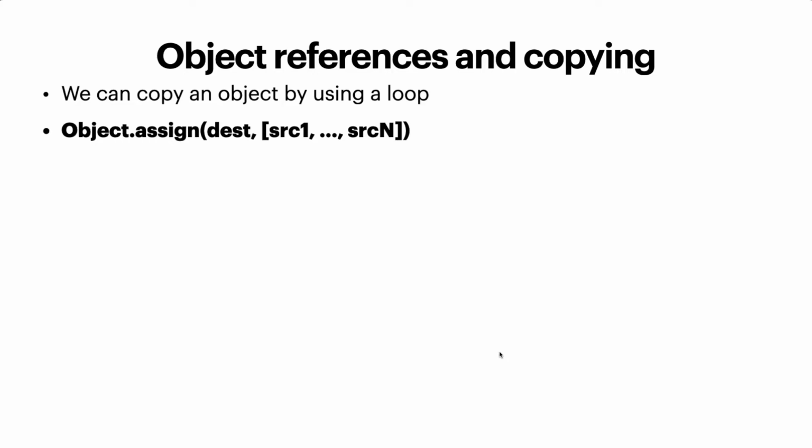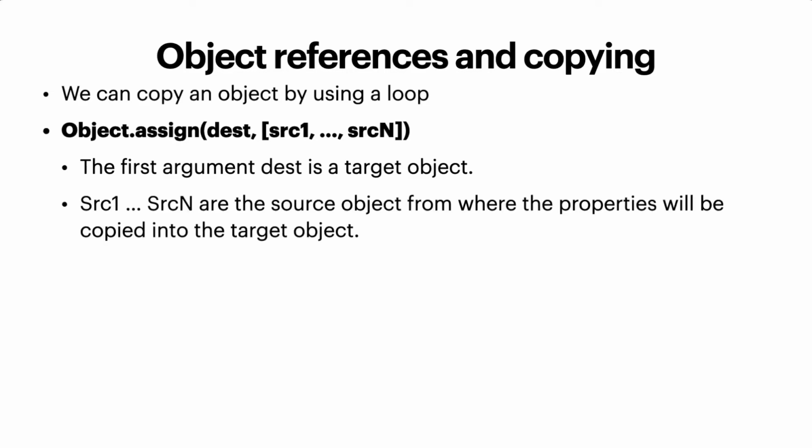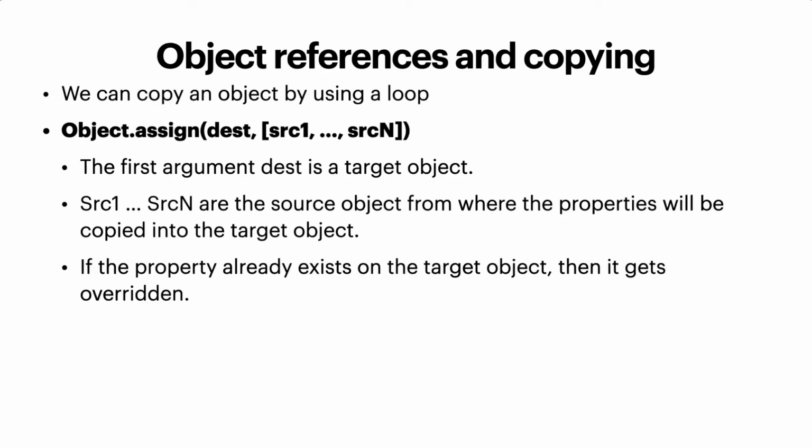We can also make use of a native built-in function called object.assign. It has different arguments. The first argument is dest, which is basically the target object. We initialize it with an empty object, or if we have an existing object and we copy some values or properties from another object to this one, we can make use of the object.assign function. And source 1 up to source n are the source objects from where the properties will be copied into the target object. If the property already exists on the target object, then it gets overridden.